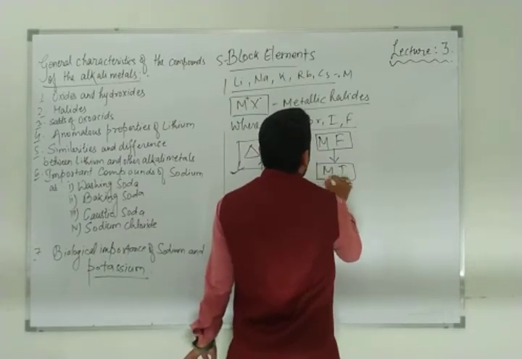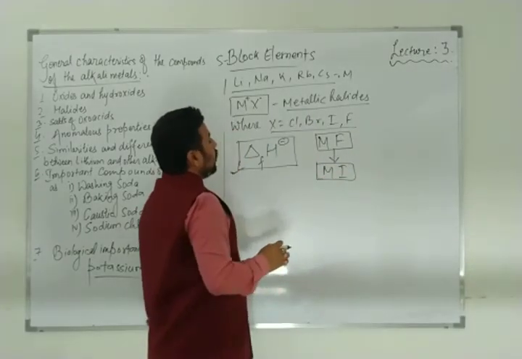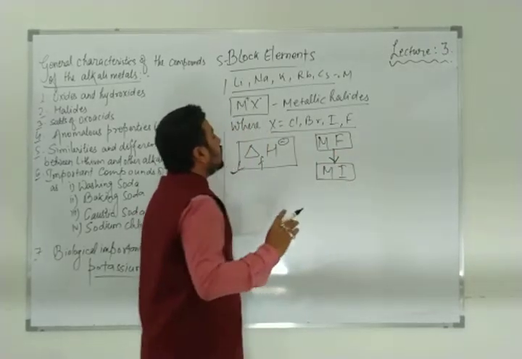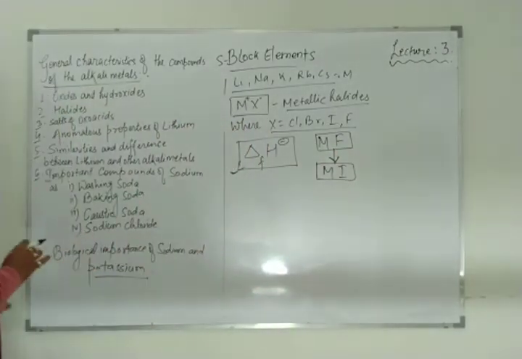That's why I had informed you, because fluorine is highly electronegative. So it will become less negative as it moves down the group. So this was about the standard enthalpy of formation, and the melting point and boiling point always follow the trend. It means the highest melting point will be of metallic fluoride, then metallic chloride, then metallic bromide, and then metallic iodide. All these halides are soluble in water.